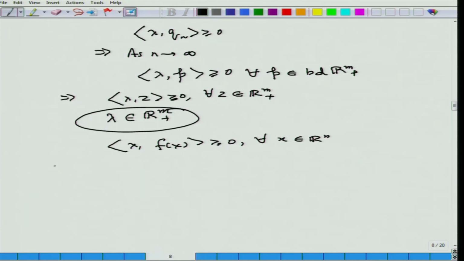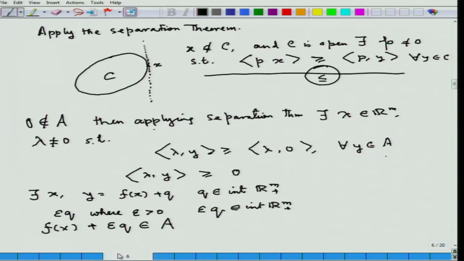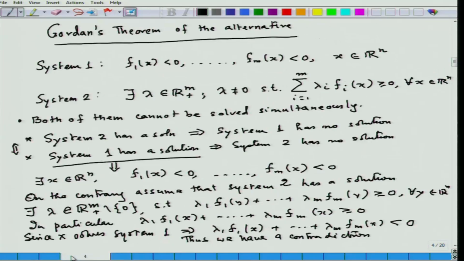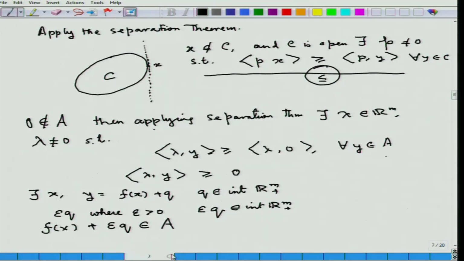So, what we have shown is that system 1 having no solution would imply system 2 having a solution. We have proved this part, and hence we have also proved this part. So, let us see how we apply this result.